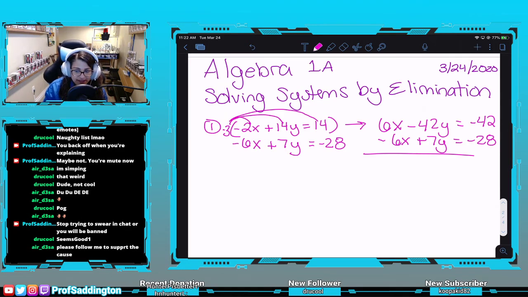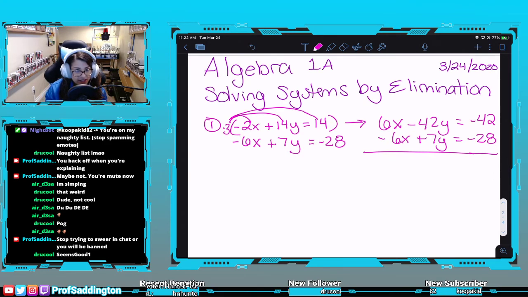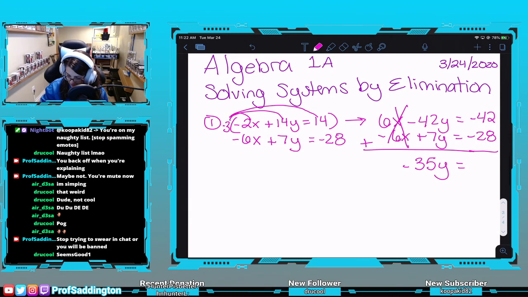All right, so now we see that I have updated my top equation, but the bottom one, Andrew said before, now we're going to combine them together. So our x's eliminate, and I'm going to combine the other ones. So I have -42 plus 7 gives us -35y. Then I have -42 minus 28 to get -70.